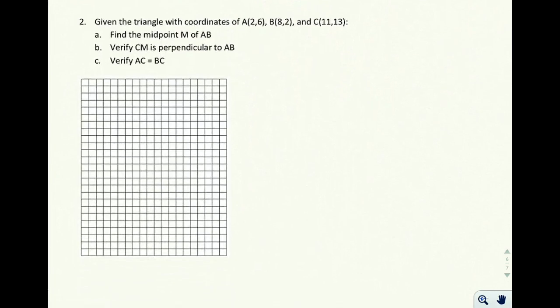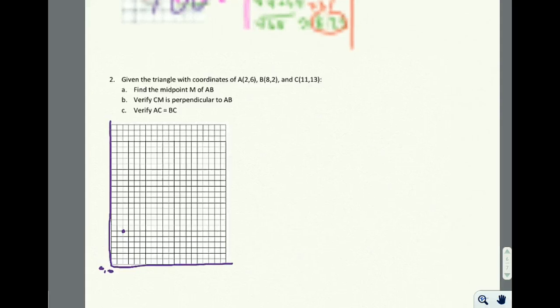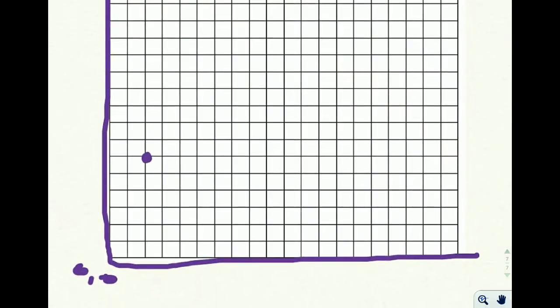Same idea applies down to this problem here. We're given a triangle with some coordinates. First thing that we're going to need to do is graph this triangle. If I were graphing it, I see no negatives in here, so I'm going to make my coordinate axes go along the edge of my graph. So this is going to be 0, 0. Point 2, 6, go over 2, up 6. I have the point 8, 2, so I need to go forward 8 and up 2.